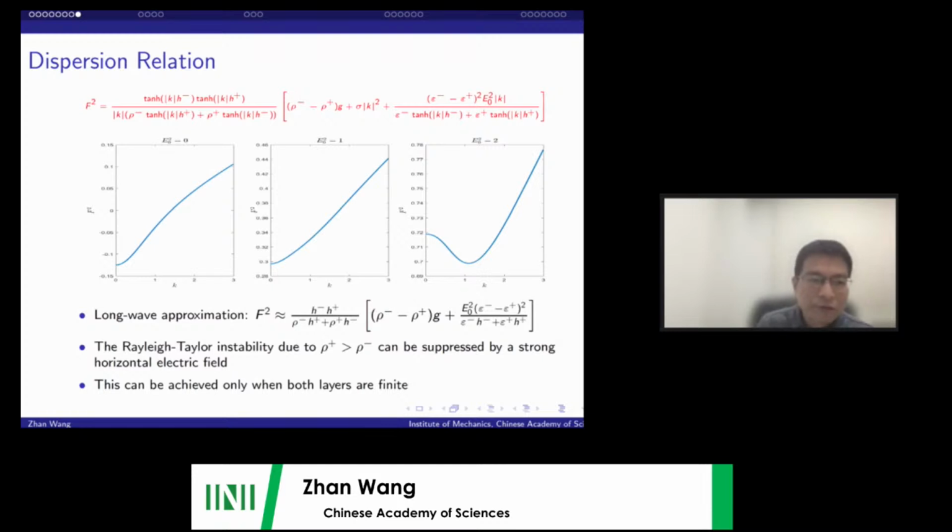However, if one of the fluid layers is of infinite depth, then the electric field can provide dispersive regularization only to short waves. If one layer is infinitely deep, then we cannot regularize the long wave instability like the Rayleigh-Taylor instability, but we can still regularize the short wave instability like the Kelvin-Helmholtz instability. That's the linear dispersion relation.